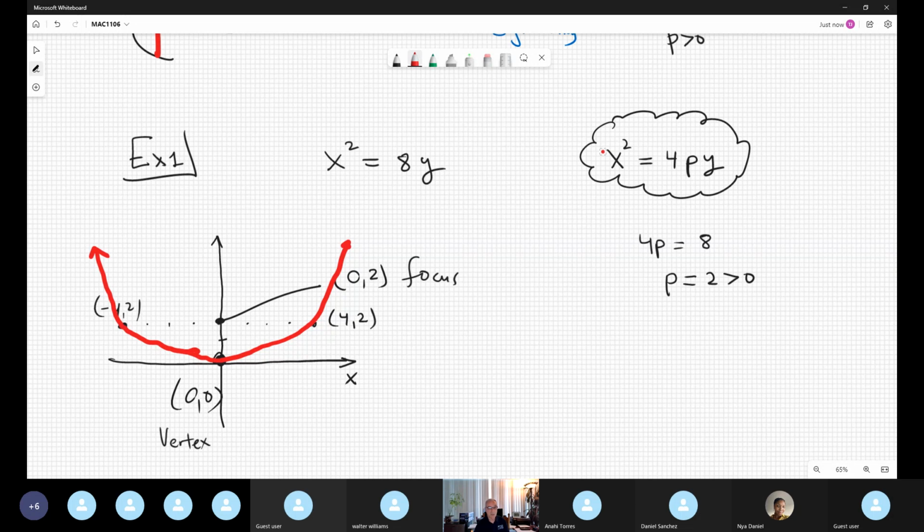Okay. And this is the focus, and this is the vertex. What about the directrix? The directrix is at distance p, the same distance, in blue color. Let me use blue color. p is 2, so this distance is 2. Using this equation, the horizontal line y equals minus 2 represents our directrix.